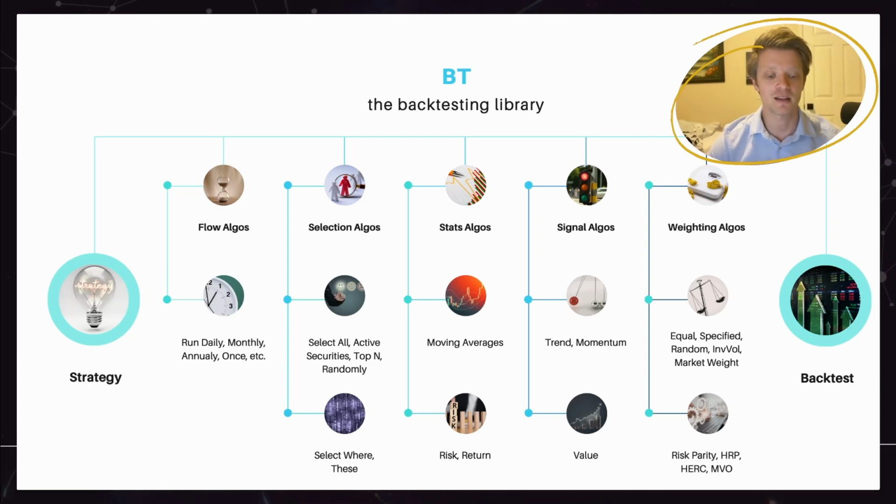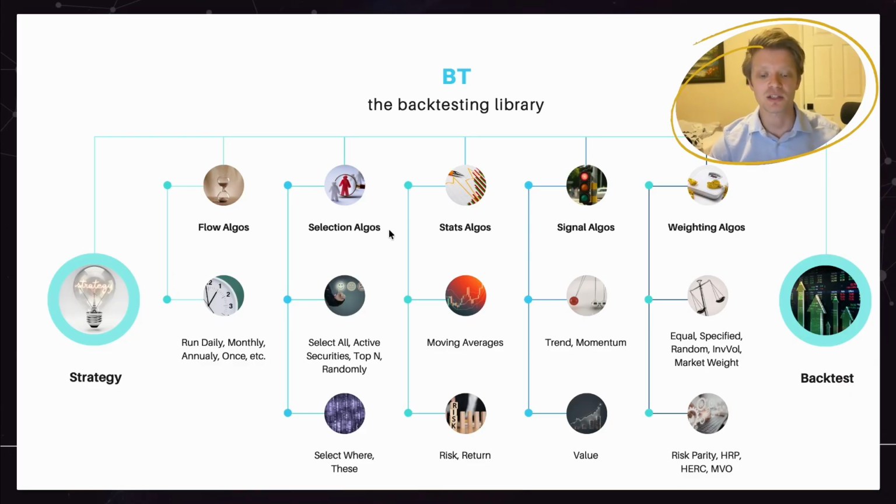BT normally starts by defining a strategy. A strategy is a list of different algorithms. There's stuff like flow algorithms, which are, for example, how often do you want to run your backtest, or how often do you want to rebalance your backtest, better said. Would you want to run it daily, monthly, annually, or maybe only once in like a buy and hold setting?